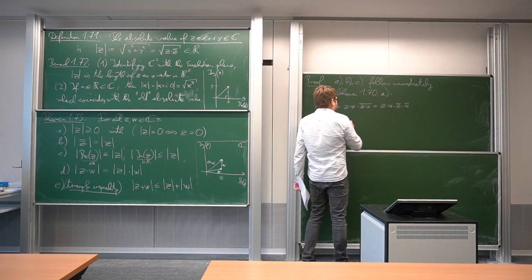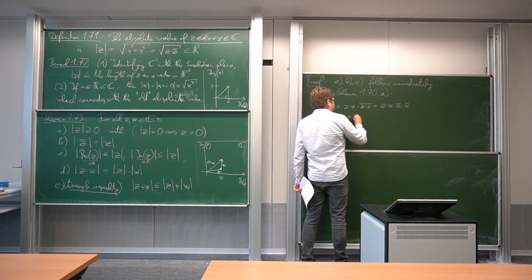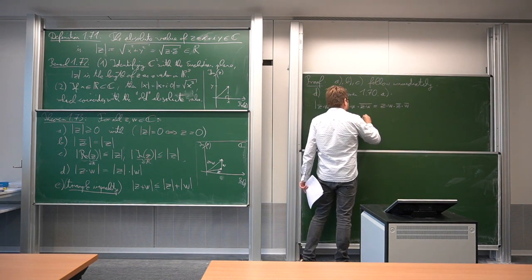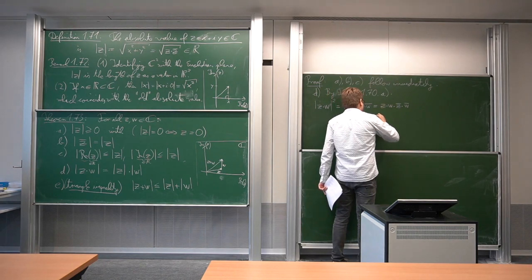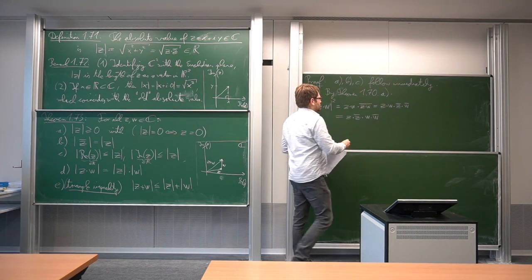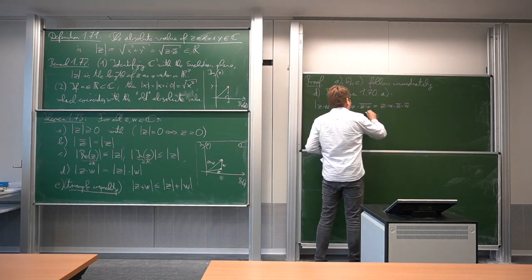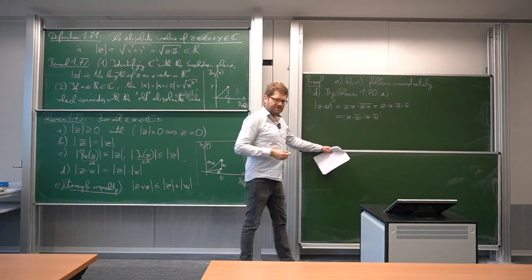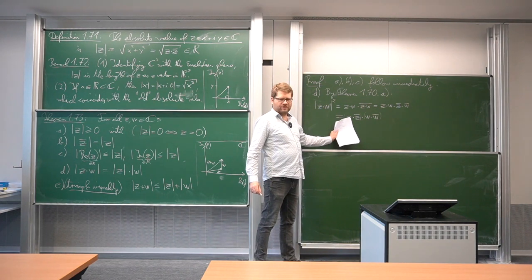And this means this is the same as z times z bar times w bar. Okay, but if we now take a look at these guys here, we can view this, like if we want to put parentheses in here, we can view it like this. And now we have, again, relations to the absolute value.